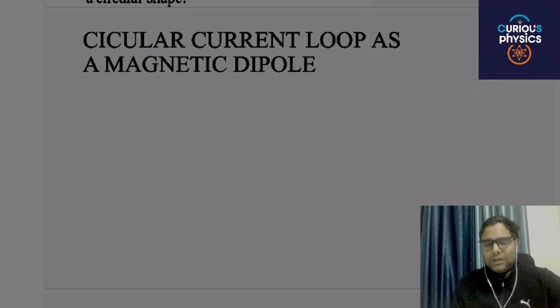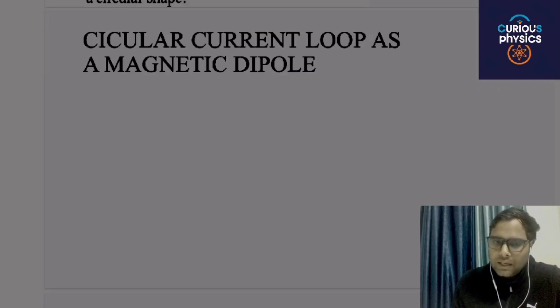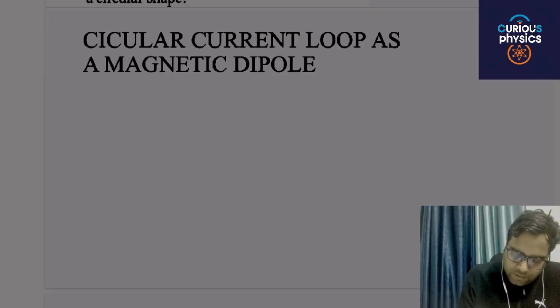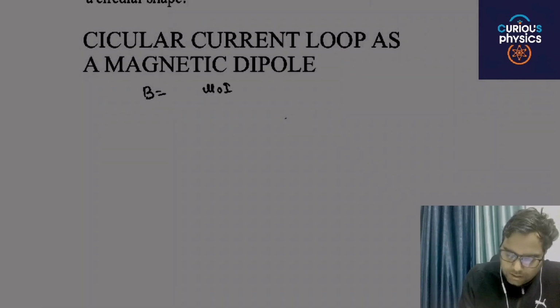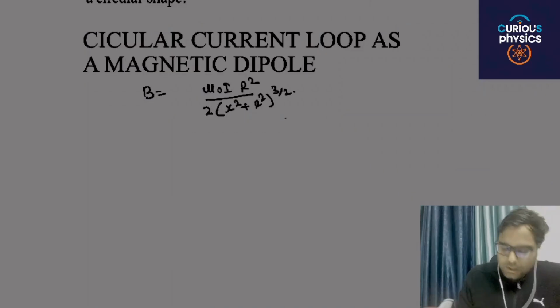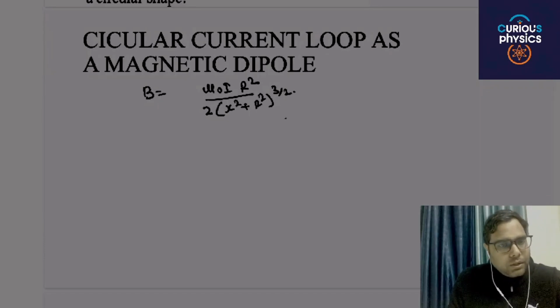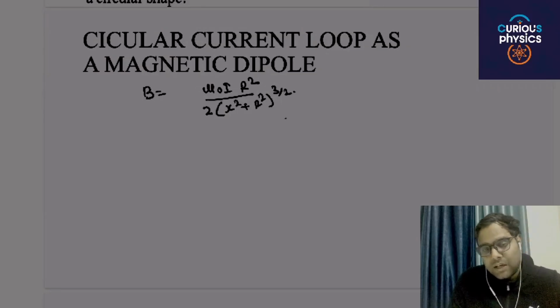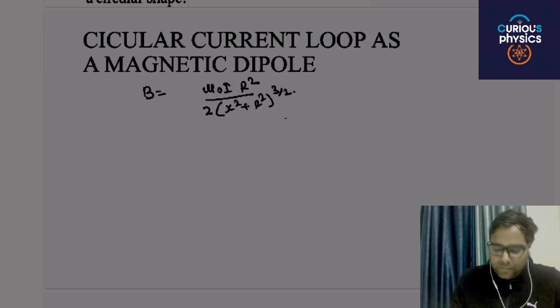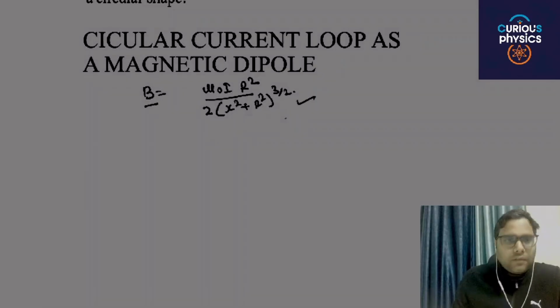What we have studied on the axis of a current carrying loop, the value of magnetic field was mu naught I r square divided by 2 into (x square plus r square) raised to power 3 by 2. This was the value of magnetic field on the axis of a current carrying loop, at a distance x.